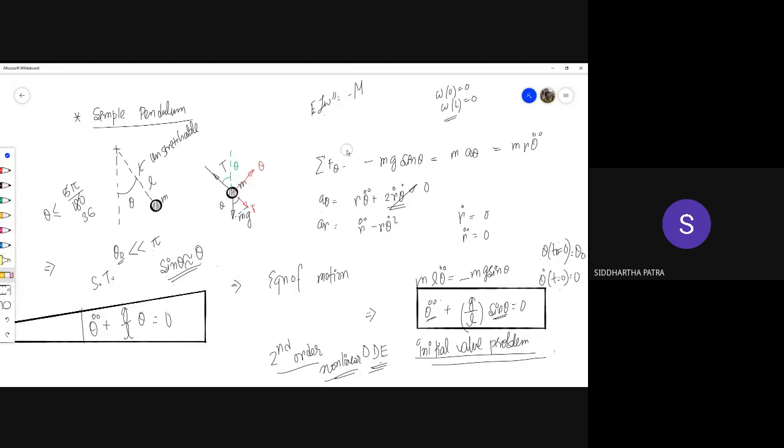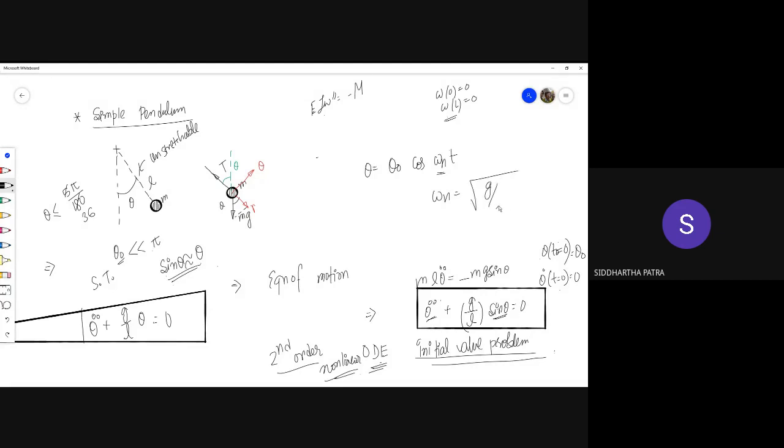Okay. And we already know the solution to this equation. The solution is theta equals theta 0 cos omega n times t, where omega n is the natural frequency, and omega n becomes square root of g by L. So this should be important for us. Natural frequency is square root of g by L. You already know how to solve this equation, right?